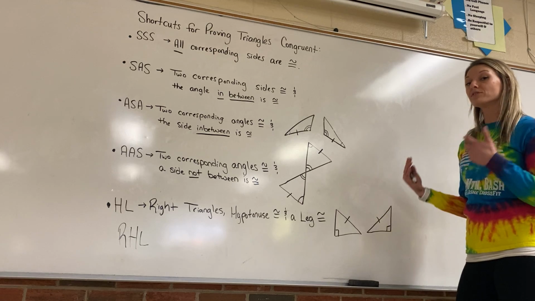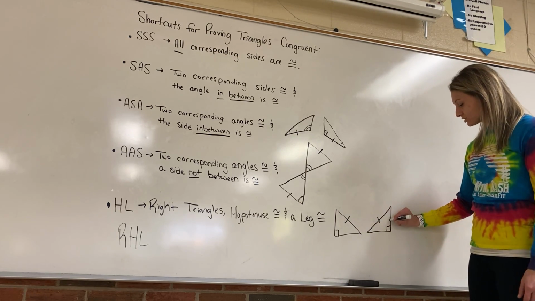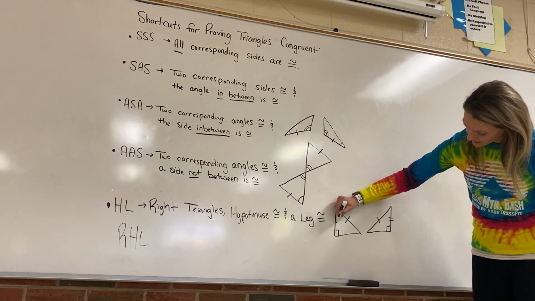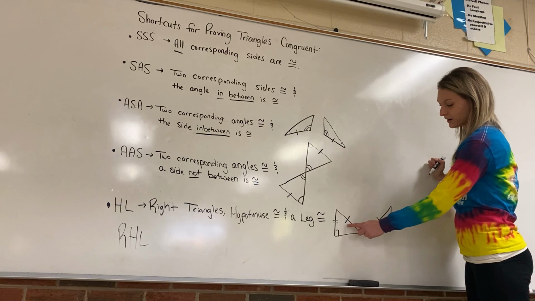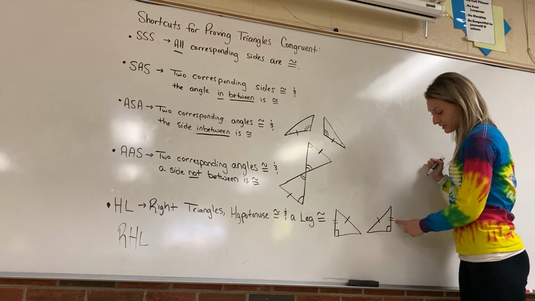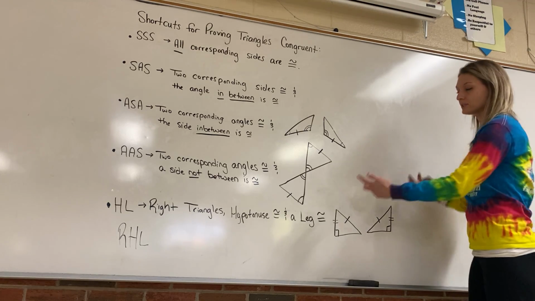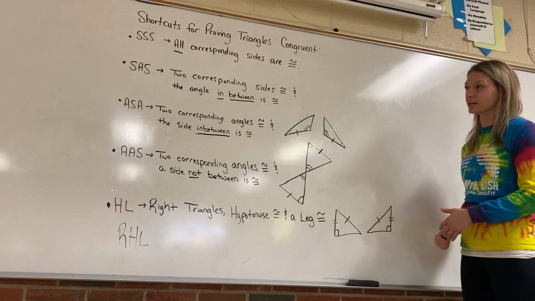And then one of their legs has to be congruent. So if, for instance, I show you that this is the same length as that one, then you have right triangles, you have the hypotenuse equal in both of them, and then you have a leg in both of them. So if you have that, then you could say that they are congruent by what's called HL, okay?